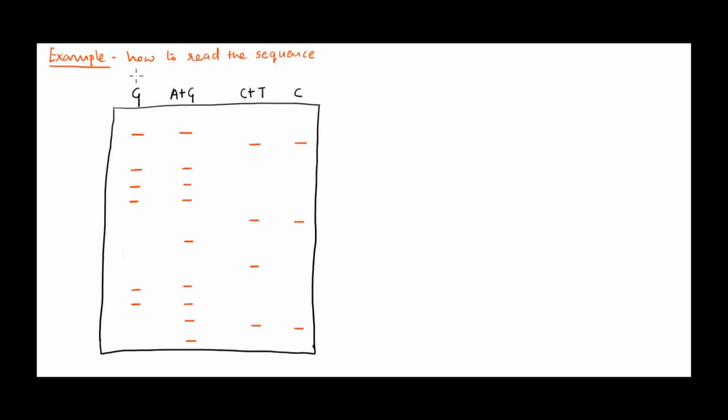We know that we treated this tube with DMS, so I know this lane is for guanine bands. Here I had treated with formic acid, so I know here I'm going to find adenine and guanine. This is the lane where I loaded the sample treated with hydrazine, so I'm going to get cytosine and thymine. And this is the lane where I have loaded the sample which was treated only with hydrazine in the presence of salt, so I'm going to get cytosine.